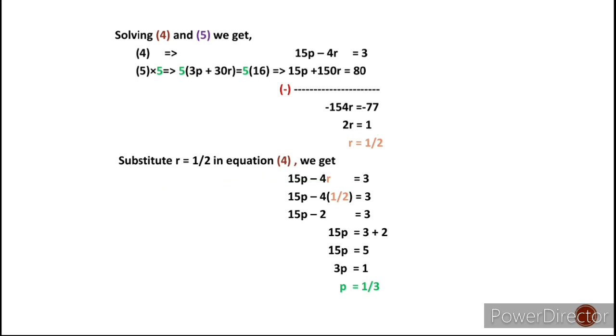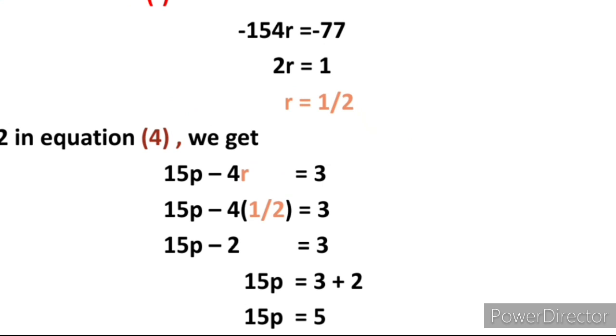I write the equation once again, 15p minus 4r is equal to 3. So 15p minus 4 into, instead of r I write 1 by 2, is equal to 3. So here 2 gets cancelled, 2 ones are 2, 2 2s are 4. So that's why 15p minus 2 is equal to 3. What is remaining here? 15p minus 2 is equal to 3.